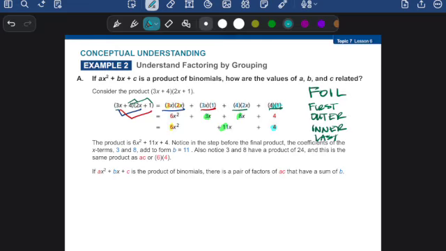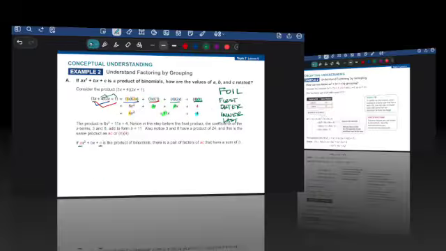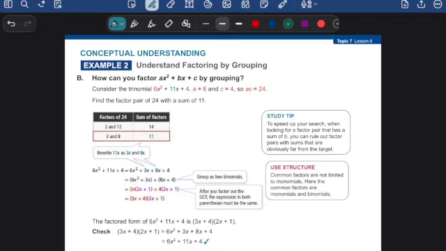If this trinomial is the product of binomials, notice we have a coefficient in front of our quadratic term, and we have a constant with no variable. There is a pair of factors, a times c, that will have a sum of b. So you could do a times c, which is just your outer, and then that'll give you a sum of b.